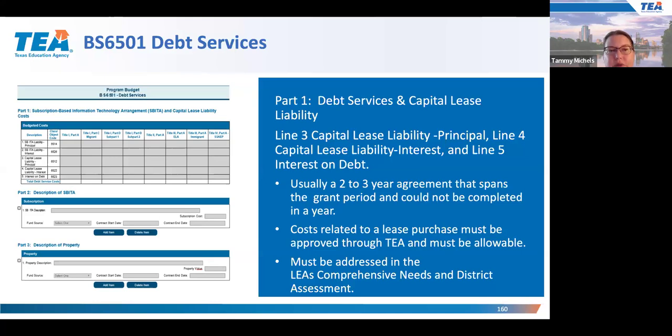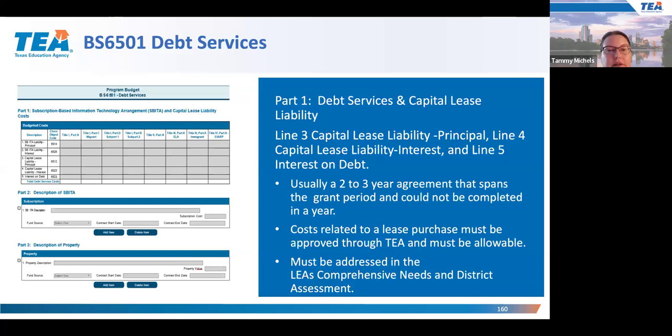In this slide, we will discuss the BS 6501 Part 1 regarding capital lease liability cost. Capital leases are usually a 2 to 3 year agreement where the purchase could not be completed in a single year, and the contract dates must include this current school year. Costs must align with the grant program, be allowable, and be addressed in the CNA and district assessment. For more guidance on these costs, please review the instructions in the upper right-hand corner of the schedule.